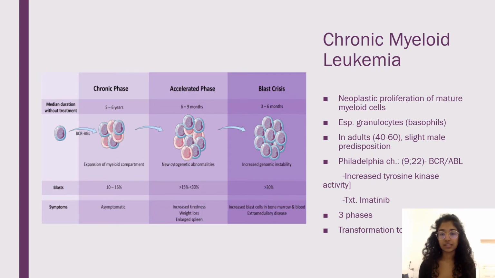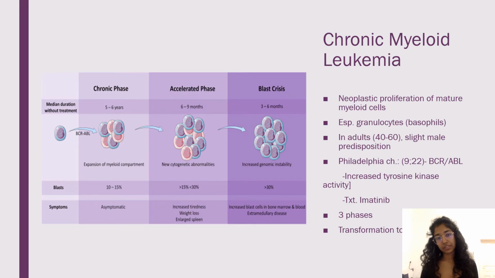Tyrosine kinase is a signal transducer that is involved in an increase in cell proliferation. So an increase in expression of tyrosine kinase in the case of CML will lead to an increase in the myeloid cell proliferation. Therefore, treatment of such a disorder is by making use of tyrosine kinase inhibitors, among which imatinib, which is the first generation drug of this kind, is very commonly used.